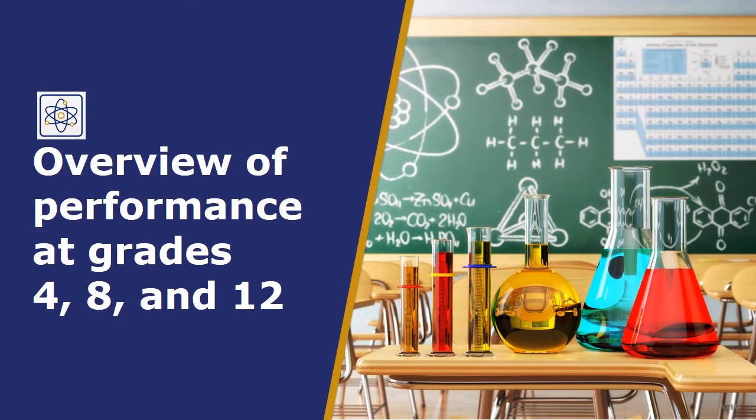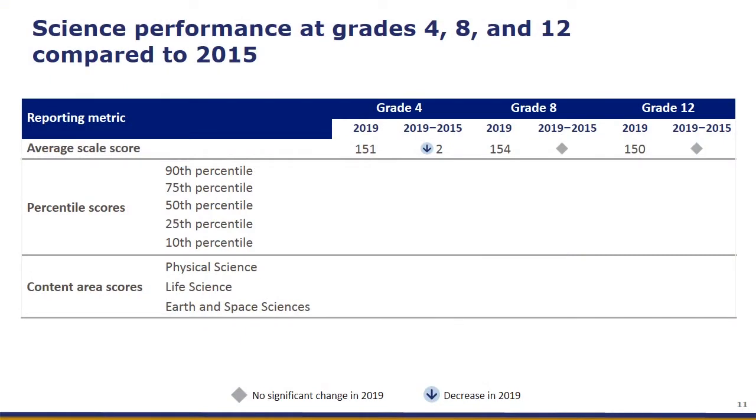I will begin with an overview of all 3 grades compared to the previous assessment in 2015. Here you see the top line has average scale scores and indicates whether the score is different from the 2015 assessment. Grades 4, 8, and 12 are represented in the columns. In 2019, grade 4 students showed a 2-point decline, indicated by the downward pointing arrow. Performance at grade 8 and 12 did not change from 2015, as indicated by the gray diamonds.